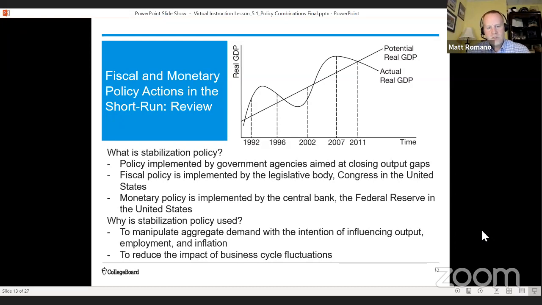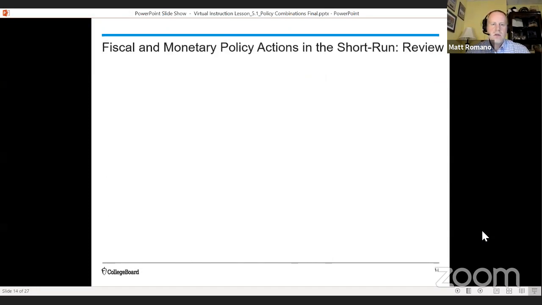Okay, so we know what stabilization policy is. We have a comprehension of why stabilization policy is used. Now we need to start going into what tools they have, and how they are implemented in order to do what we just said, to close down those output gaps. First, we have fiscal policy.